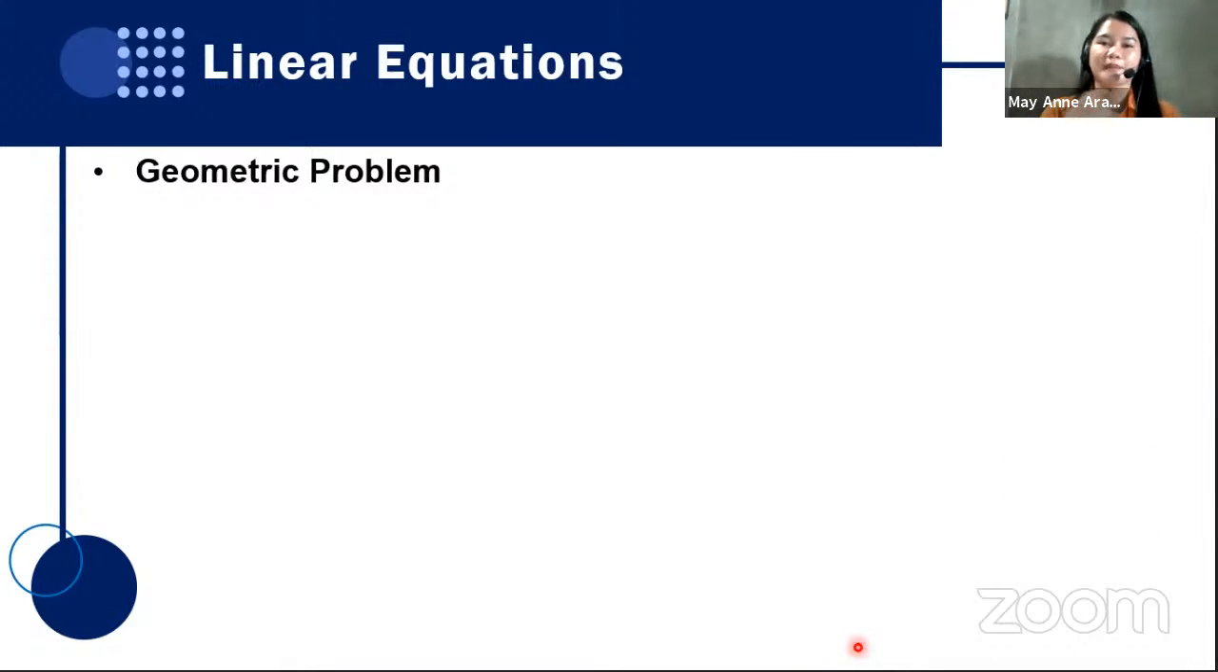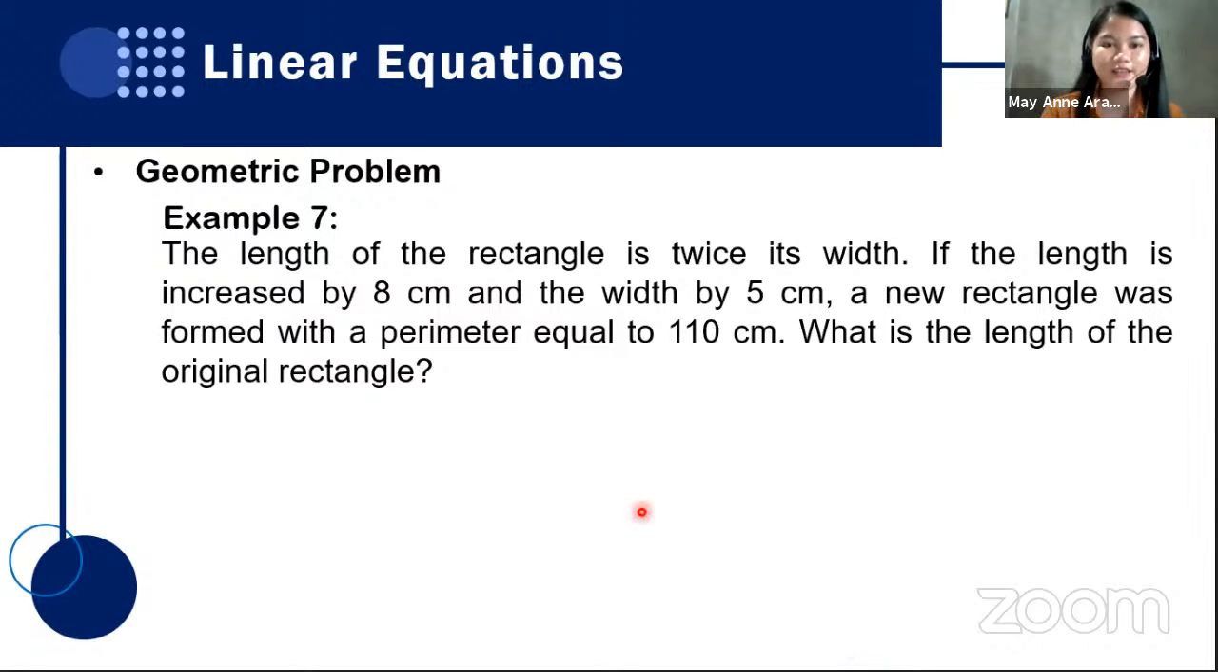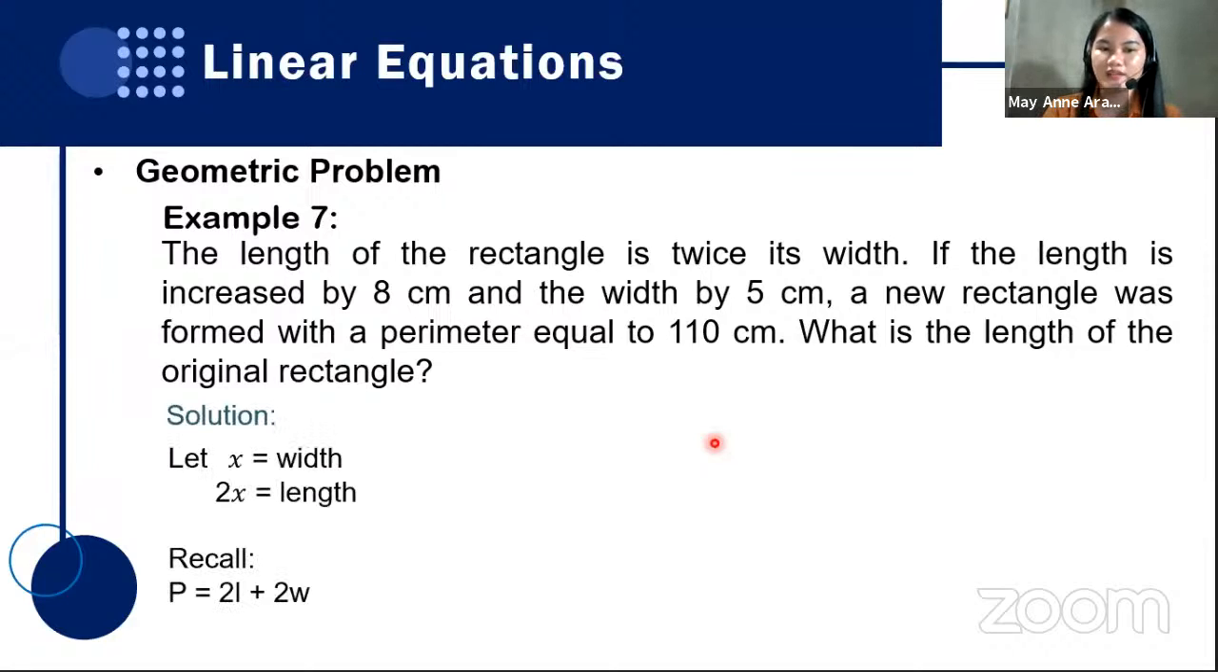Okay, ang daming problem. Geometric problem. Okay, the length of the rectangle is twice its width. So if the length is increased by 8 centimeters and the width by 5 centimeters, a new rectangle was formed with a perimeter equal to 110 centimeters. What is the length of the original rectangle? O let x be the width and 2x be the length. Kasi sabi the length is twice its width. So yung width natin is x. So 2x is the length.